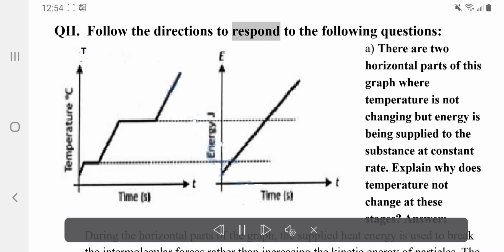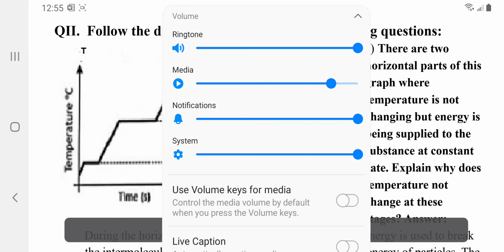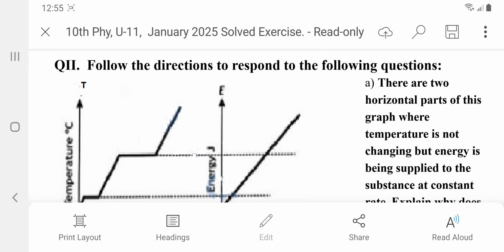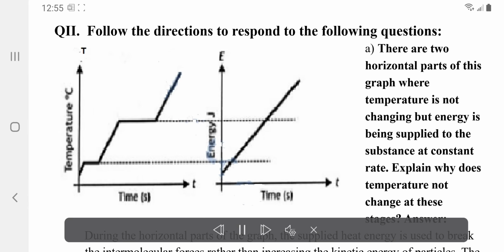Follow the directions to respond to the following questions. There are two horizontal parts of this graph where temperature is not changing, but energy is being supplied to the substance at constant rate. Explain why does temperature not change at these stages?